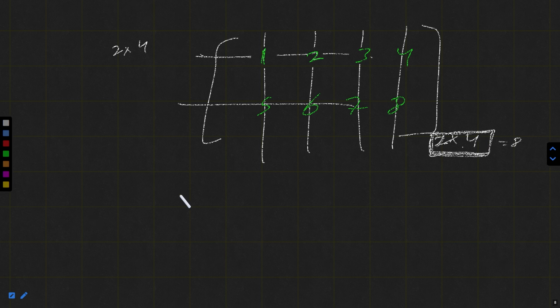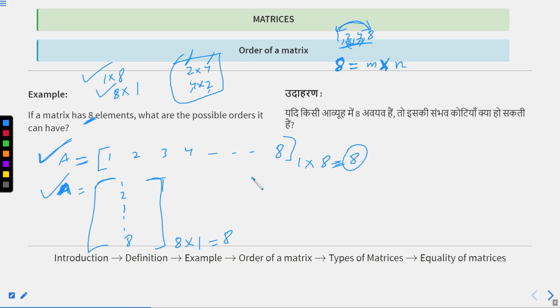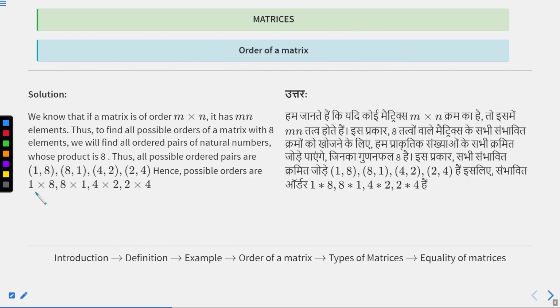Now 4 cross 2 will be like 1 2 3 4 5 6 7 8. 1 2 3 4 rows, 2 columns, means 4 rows 2 columns, 8 entries. Clear? Okay, let us move to next. Now, as we already saw, we will have only 4 such possibilities.